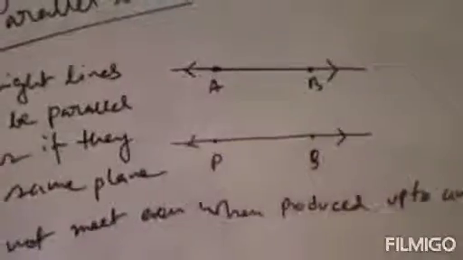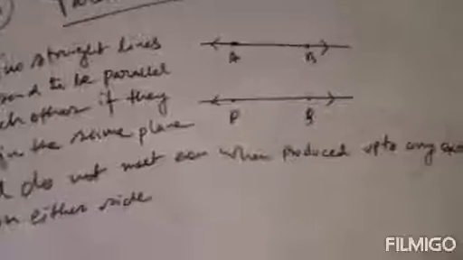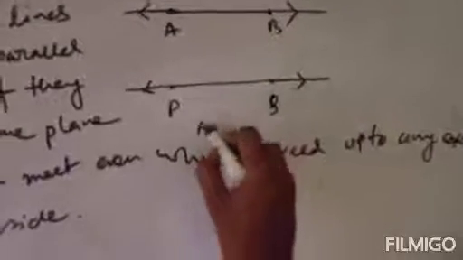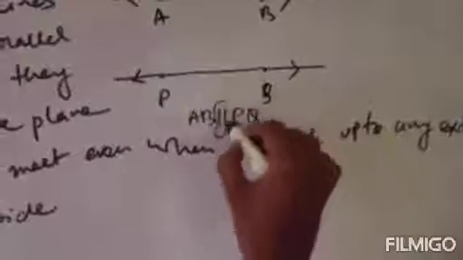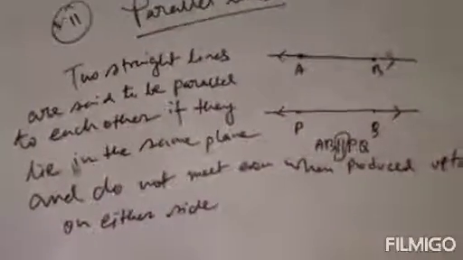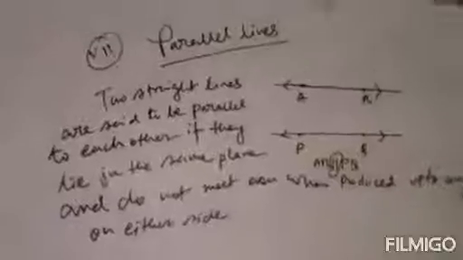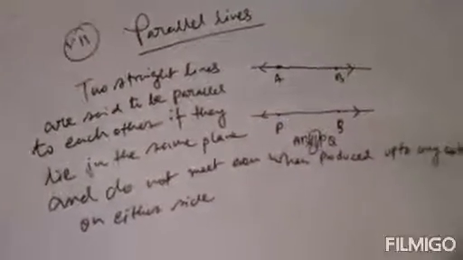And these two parallel lines are represented as AB parallel PQ. This is the sign of parallel lines. That means AB parallel PQ. This is the sign of parallel lines. That is how we will represent the two parallel lines. That is AB parallel to PQ.